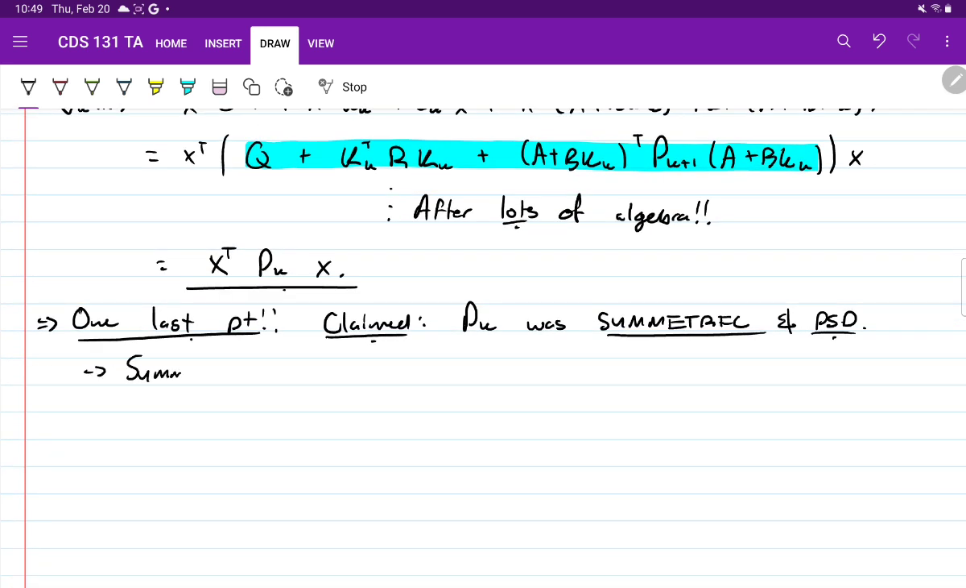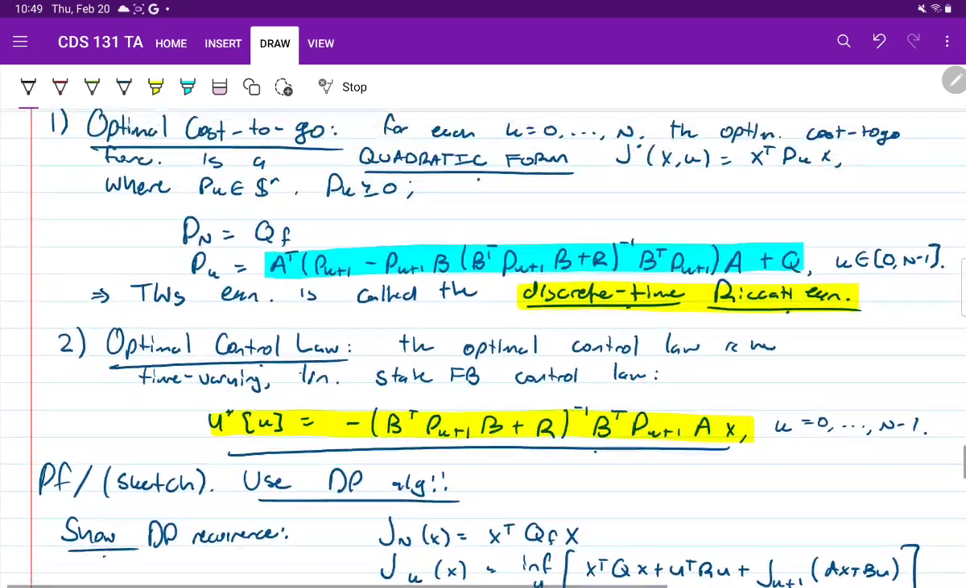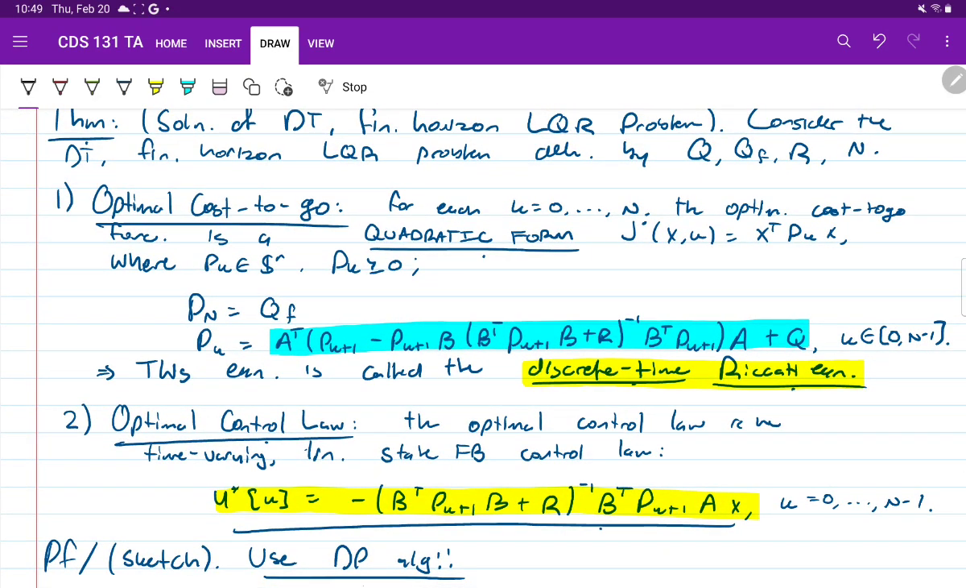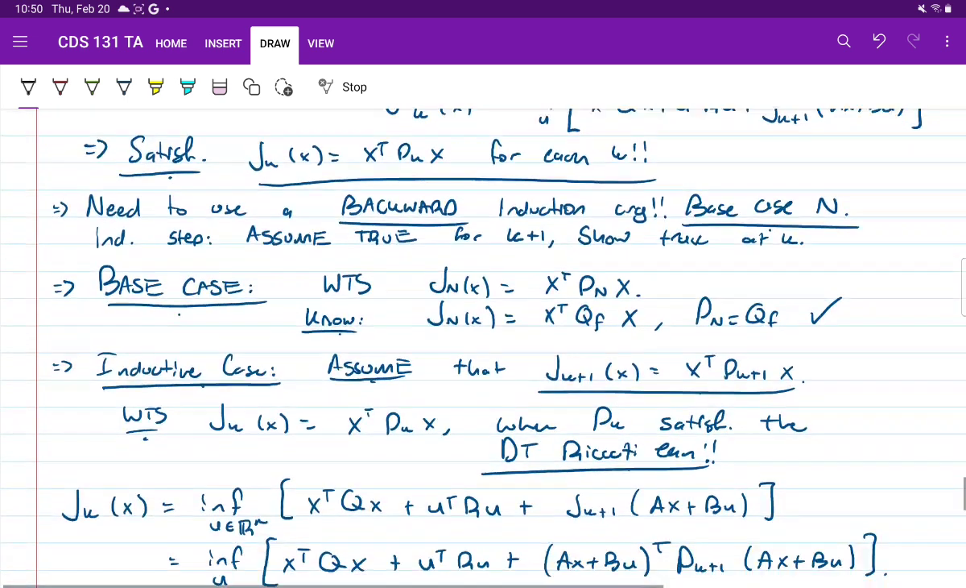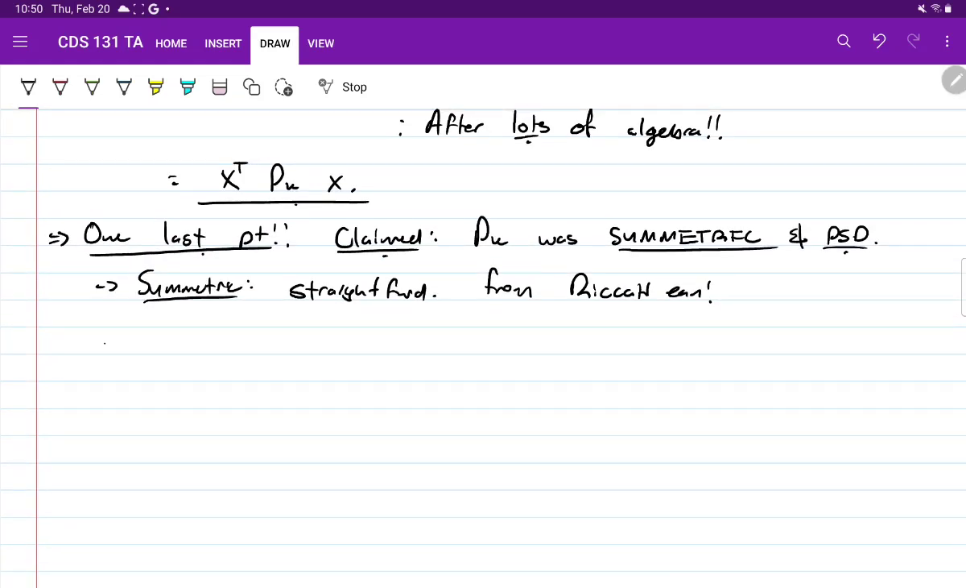So the proof of symmetric is just straightforward from the Riccati equation, okay? So if we just take a look at our Riccati equation up here, then you just take the transpose of this and you find that the transpose is in fact equal to the original thing, okay? Since this holds for all P_k, or excuse me, for all k, then you can conclude that this is going to be symmetric at every step, okay? So that's fairly straightforward. Now, how do we prove that it is PSD, okay?